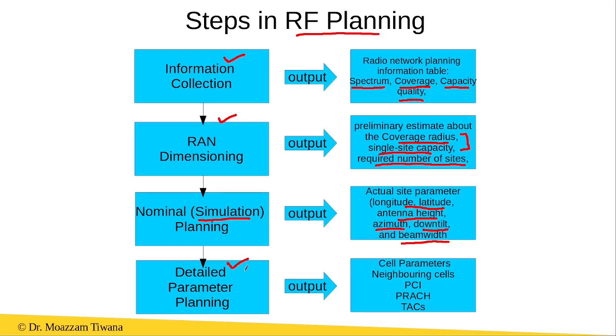And after this step, we go to the detailed parameter planning. And in this step, we calculate the detailed parameters of each cell. For example, what would be the neighboring cells, what would be the PCI value that would be used in a cell, what would be the patch parameters of a cell, and what would be the tracking area code that would be assigned to a cell. So we assign the tracking area codes and these other parameters to all the cells in the network.